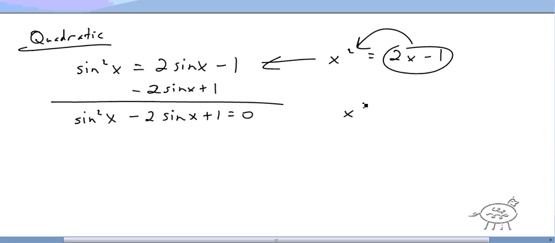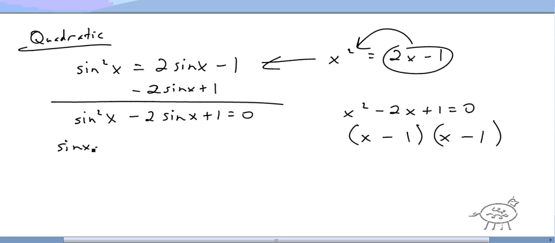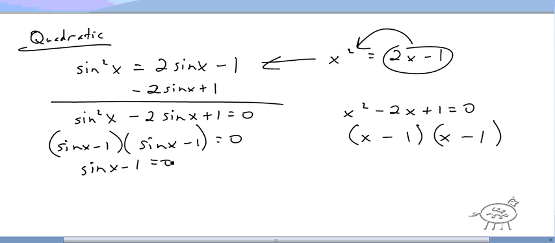So I get sine squared of x minus 2 sine of x plus 1 equals 0. So now you're factoring this. That's a pretty easy problem to factor. It's going to be minus 1 and minus 1. So that's what I have here: sine of x minus 1, sine of x minus 1. And you don't have to write both of them out because it's the same thing. So sine of x minus 1 equals 0, so sine of x equals 1.